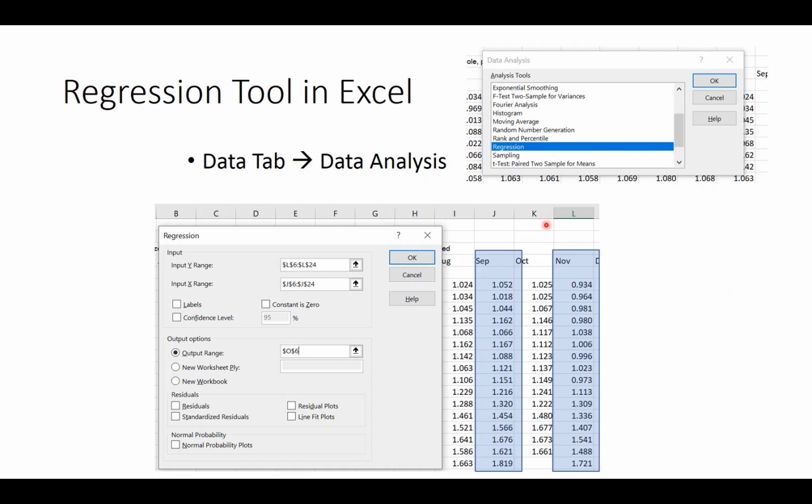Okay, so our steps there, just to remind us, were go to the Data tab, Data Analysis, choose Regression, and then in the spreadsheet compare the November to the September. So November's the Y, September's the X range, and then wherever you want to put the output range.